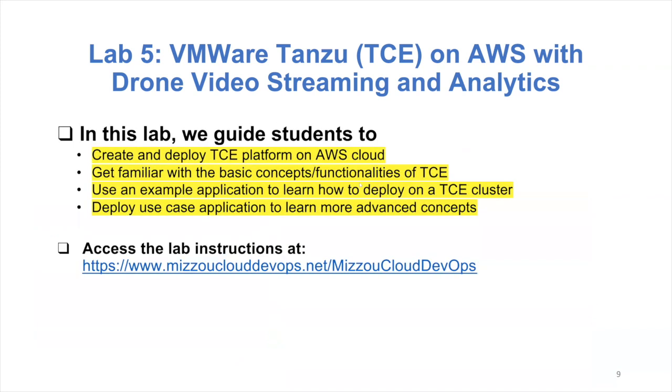In this demonstration, we are going to look over these highlighted items. We are going to create and deploy a TCE platform on the AWS Cloud, get familiar with the basic concepts and functionalities of TCE, use an example application, Pet Clinic, to learn how to deploy on a TCE cluster, and deploy the video processing use case application that I showed earlier to learn more advanced concepts. To access the lab instructions, you can simply go to MizzouCloudDevOps.net. Now let's move over to the demonstration.